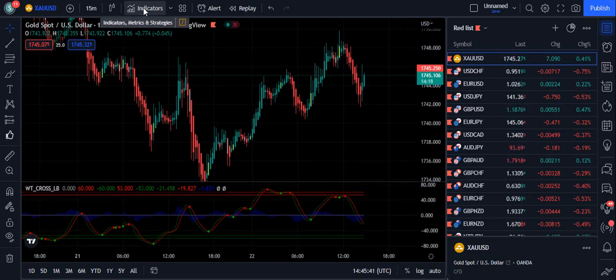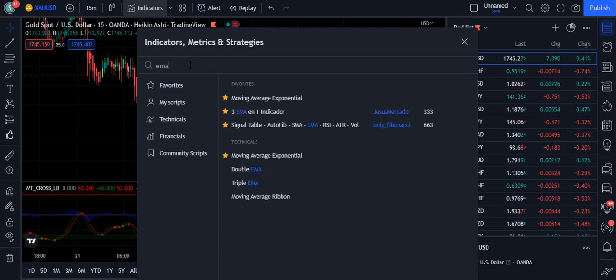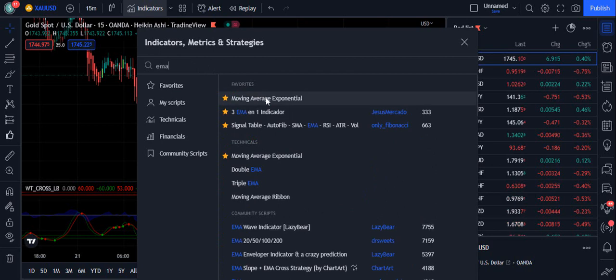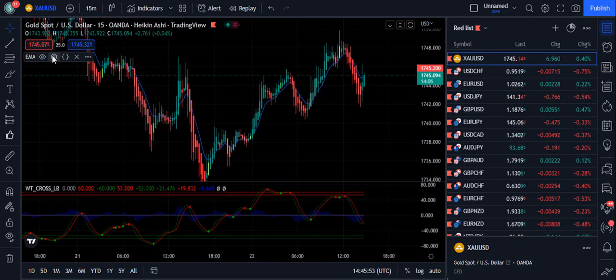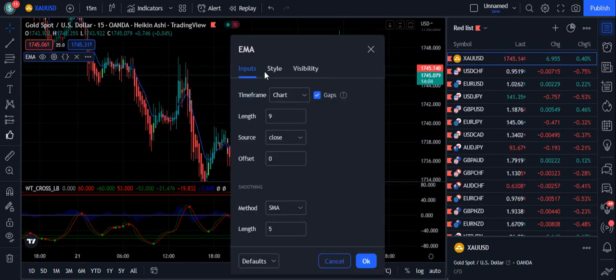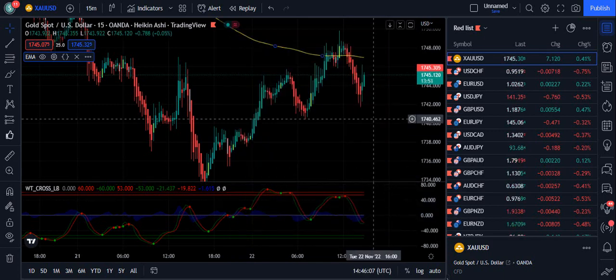Now I'm going to attach the second indicator in my list, and this is called EMA. If you write EMA into TradingView, then a moving average exponential will come, and now we are going to the settings of the moving average exponential. So if we go to the settings, we need to change the length from 9 to 200, and then I'm going to give it a yellow color so that it looks prominent on my screen.